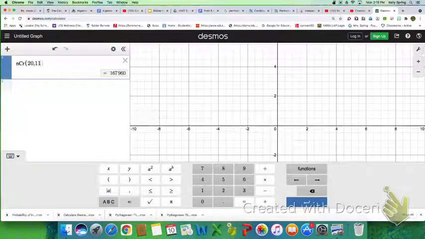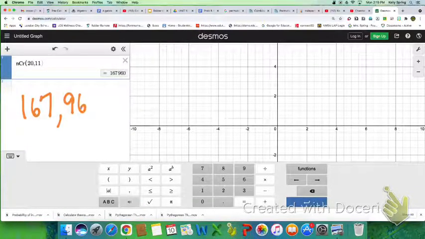And we will see that there are 167,960 combinations of 11-person teams we can make out of our soccer team of 20 people.